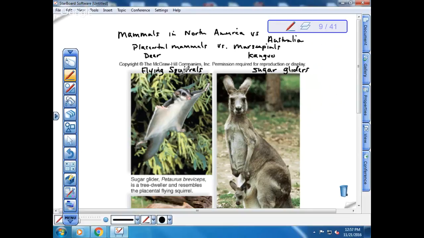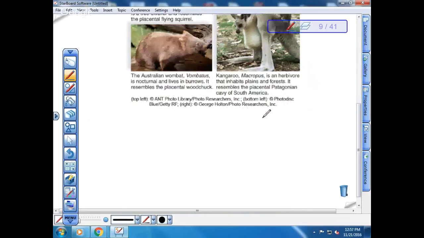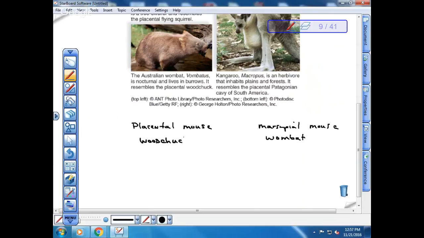And so what we see is that different organisms evolve, but they evolve very similar in structure and in adaptations. So we also have a marsupial mouse, right? We have a marsupial mouse, and we have a placental mouse, right? Here they show the wombat, that's marsupial, but we have a woodchuck. I don't know if we have woodchucks around here. We have marmots, which are kind of like woodchucks. Okay, so the woodchuck and the wombat, right?